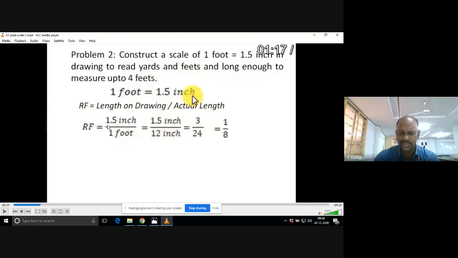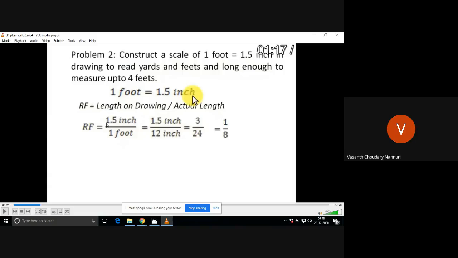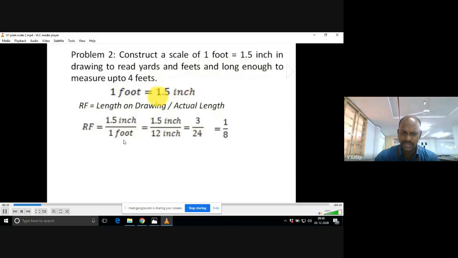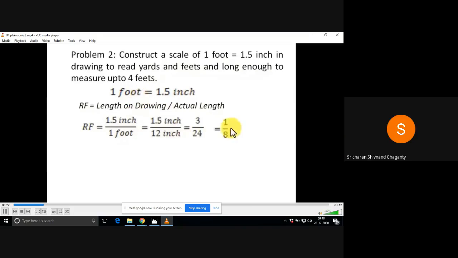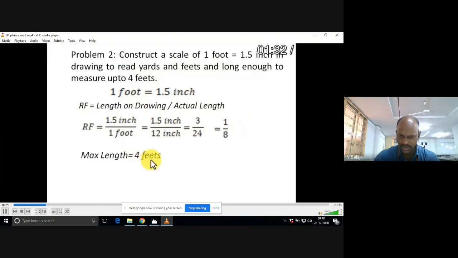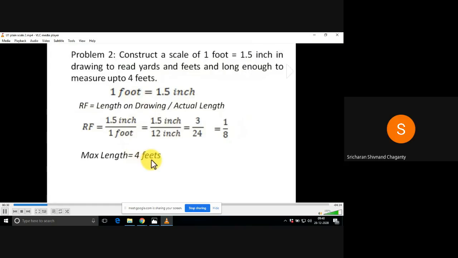What is the next calculation? Total length of the scale. Length of the scale. Okay. How do we calculate it? Length of the scale is what, by formula? 8 into 4.